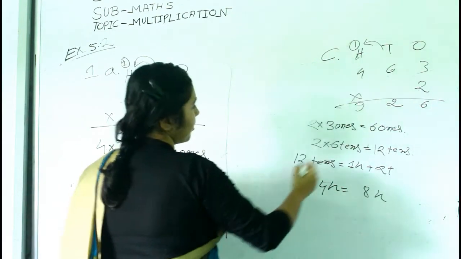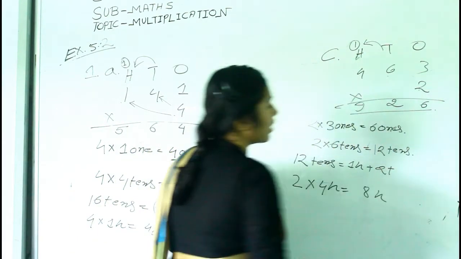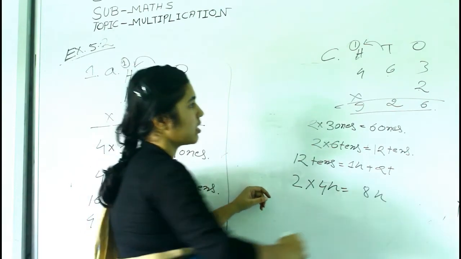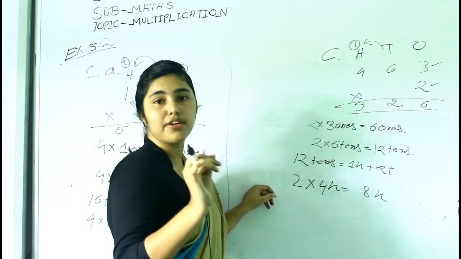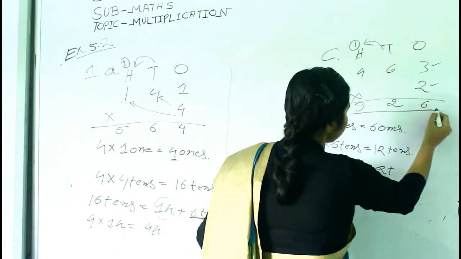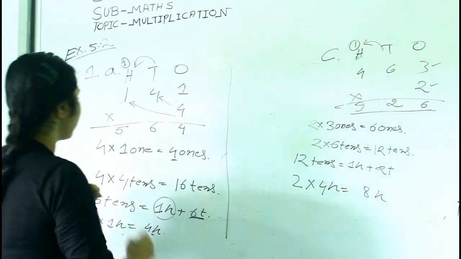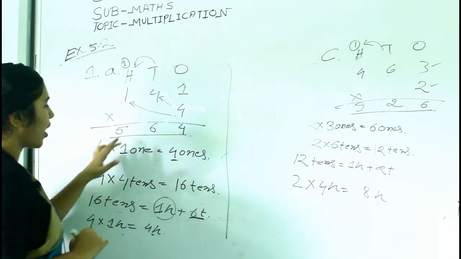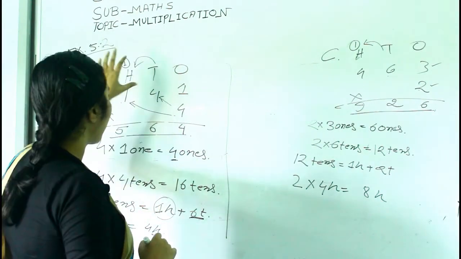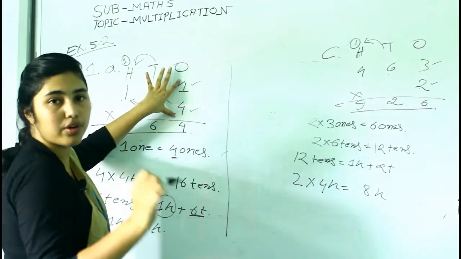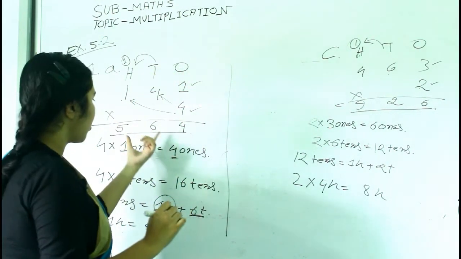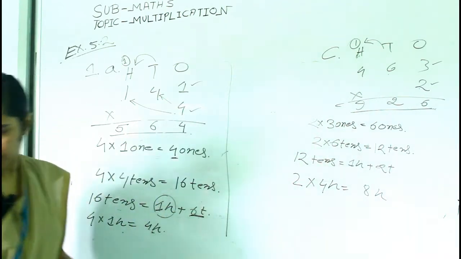So our product is 926, and 2 and 463 are the factors of this number. Here also our product is 564, and 4 and 141 are the factors of this number.